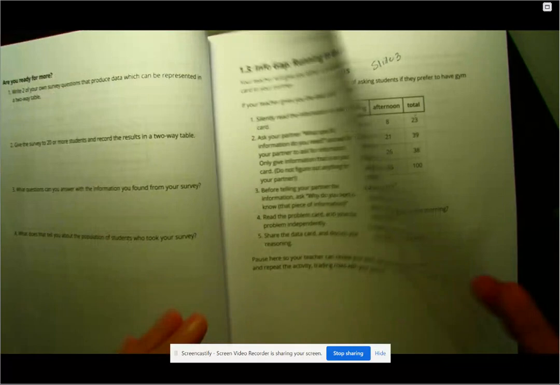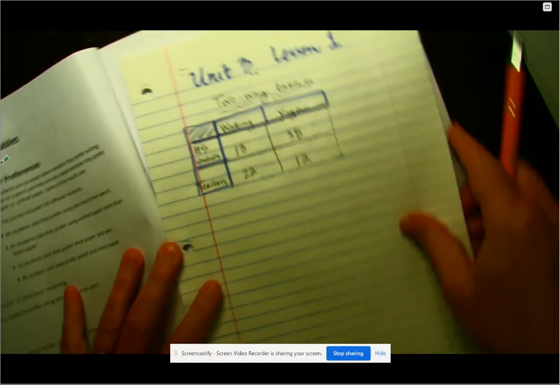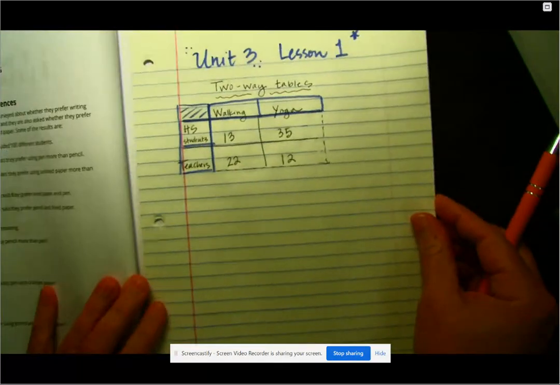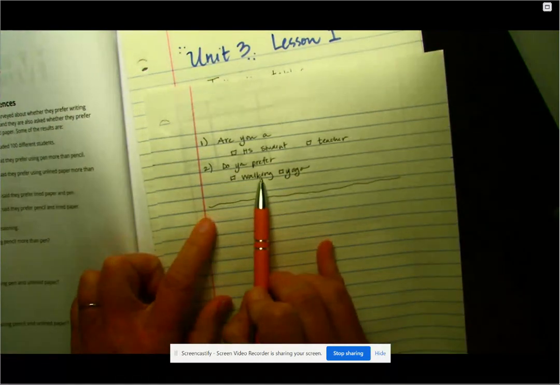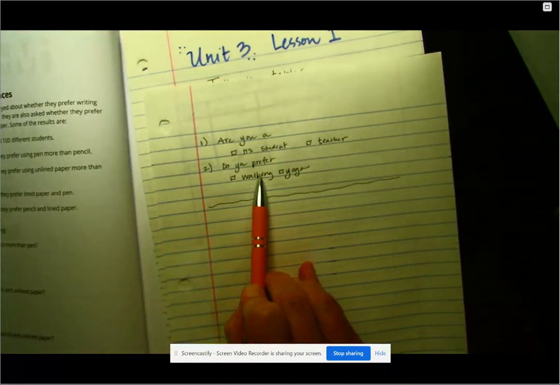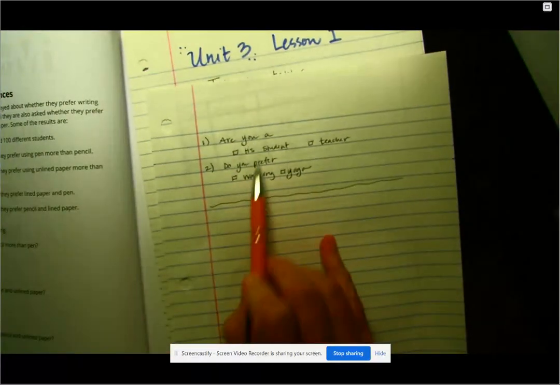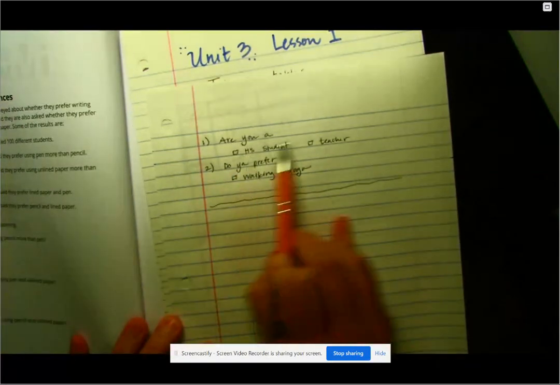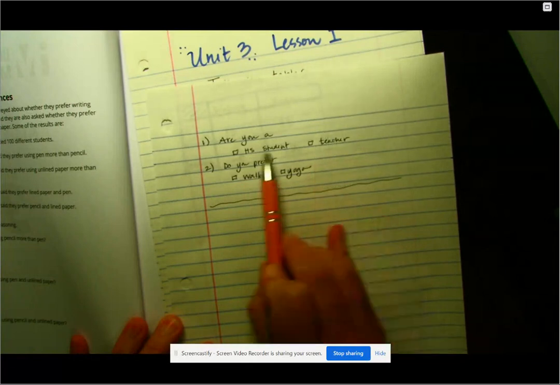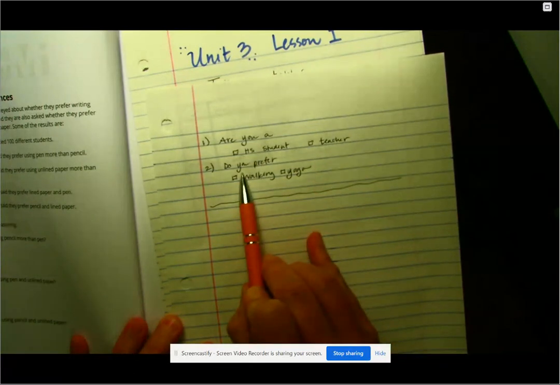So let's talk about what a two-way table is. A two-way table would be something you would use, let's say you're going to give a survey to somebody, okay? And basically, you're going to ask them two questions. So you would have these little strips, or this would be a survey online. They can only check one, and there's only two questions, okay? Are you a high school student or teacher? They would check one. Do you prefer walking or yoga?